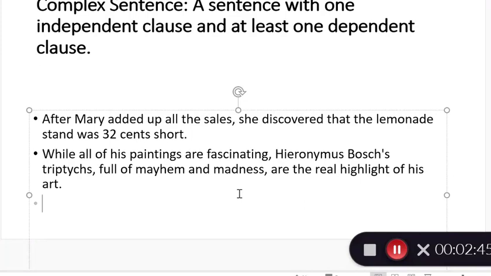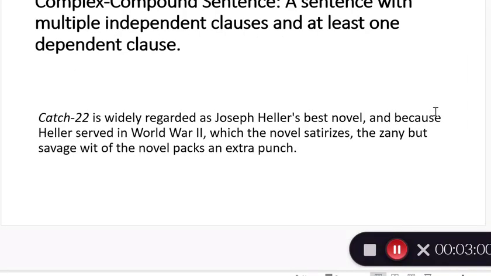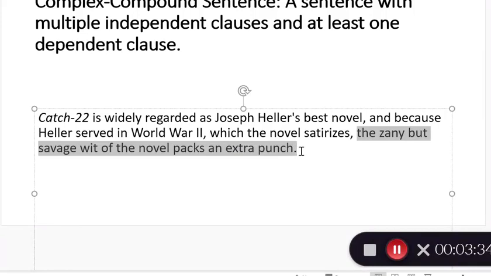When an independent clause and a dependent clause are joined together, they make a complex sentence, and it's okay to use a comma with those types of sentences. A complex compound sentence is a sentence with multiple independent clauses and at least one dependent clause. So look at this sentence here and ask, where is the independent clause? Where is the dependent clause? What portion of the sentence, like before a comma, could stand by itself as a grammatically correct sentence? Okay, we know the zany but savage wit of the novel packs an extra punch.